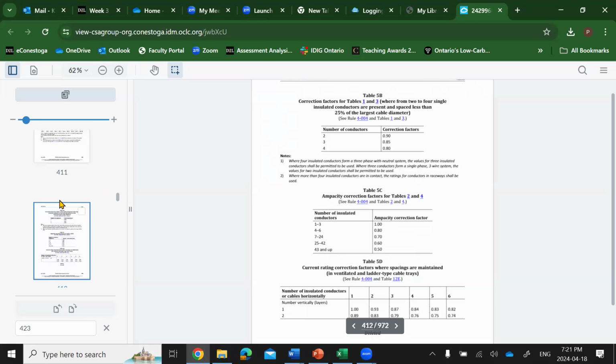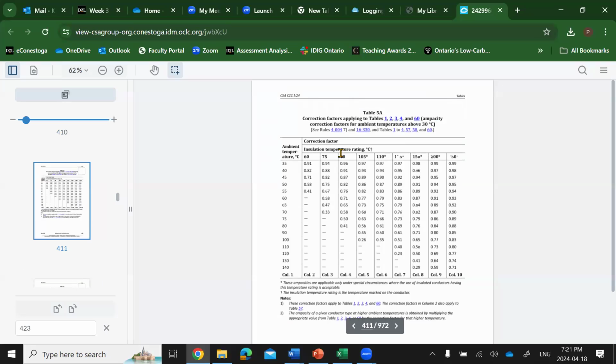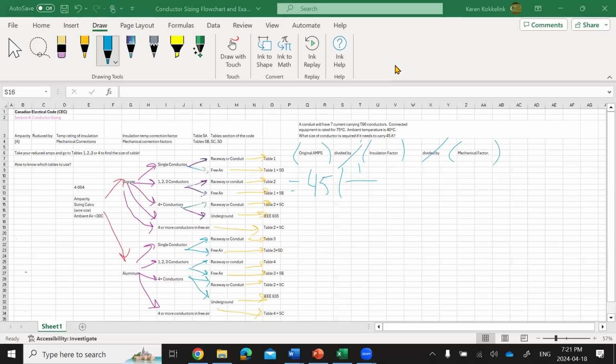Our insulation factor would be here. So it's T90 insulation. So I need to go into this column, and the ambient air temperature in this question, I have said is going to be, I forget, 40, I think. So now I'm going to go here and I'm going to see it's 0.91 is this derating factor I'm going to use. So 0.91 for the insulation factor.